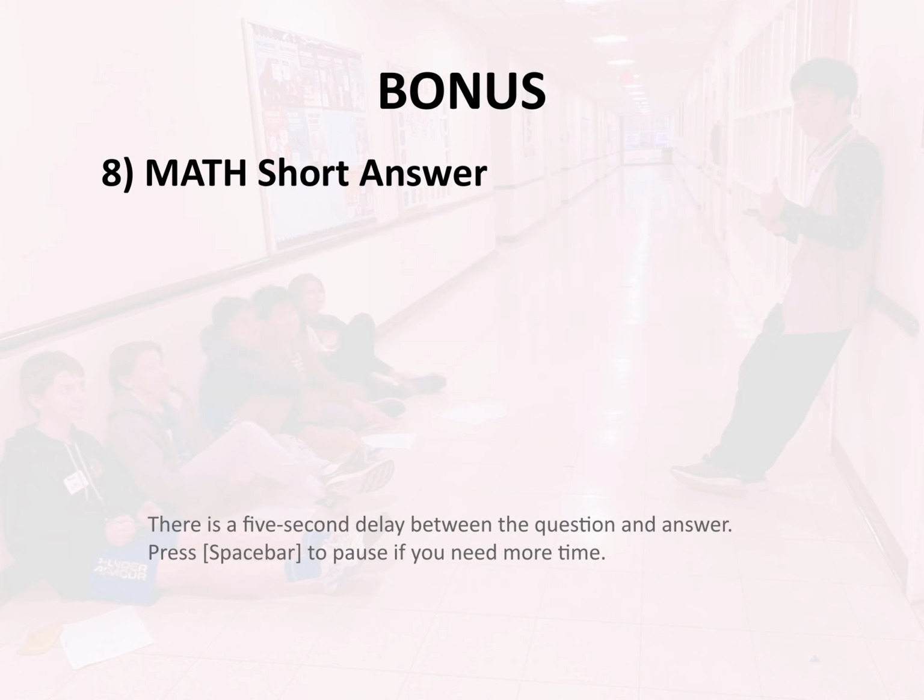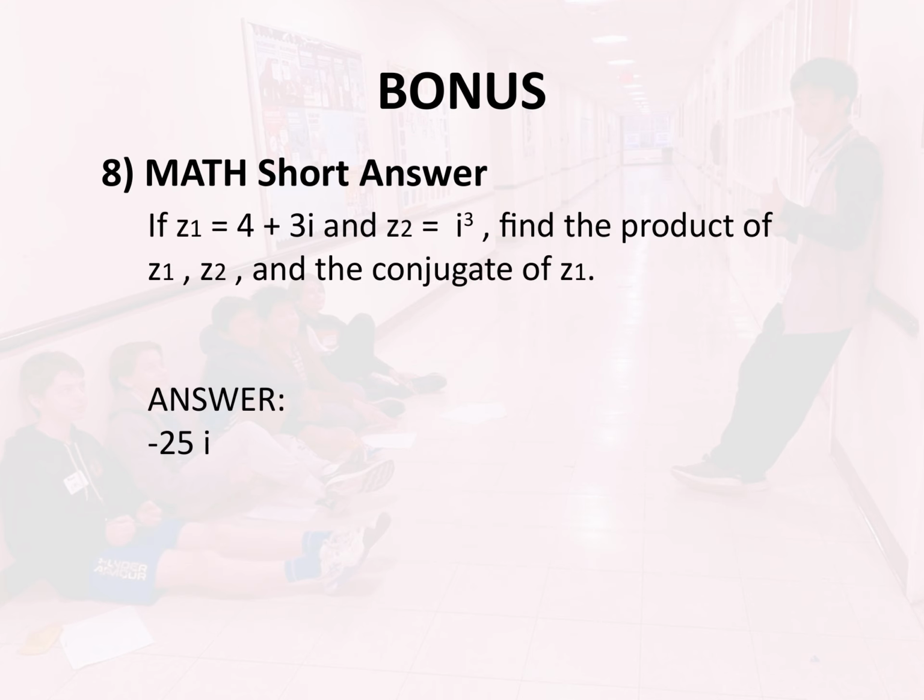Bonus 8. Math. Short answer. If Z1 equals 4 plus 3i and Z2 equals i cubed, find the product of Z1, Z2, and the conjugate of Z1. Answer: -25i.